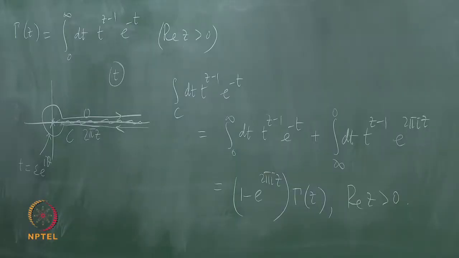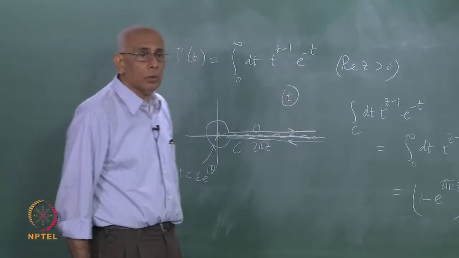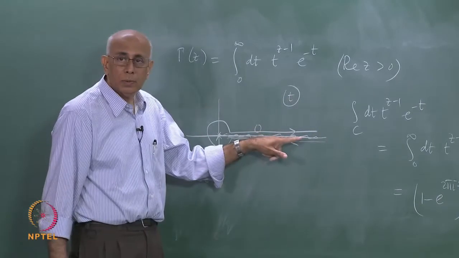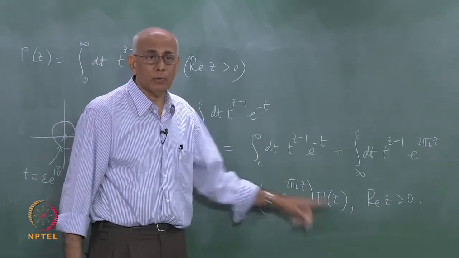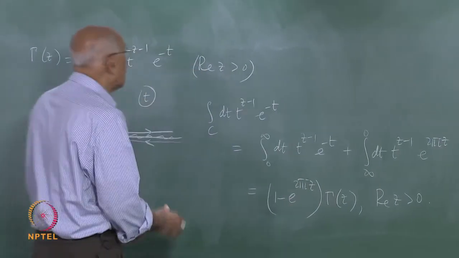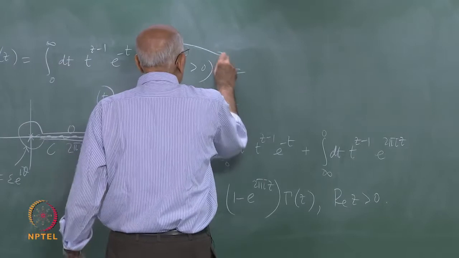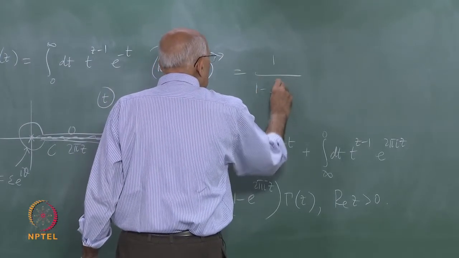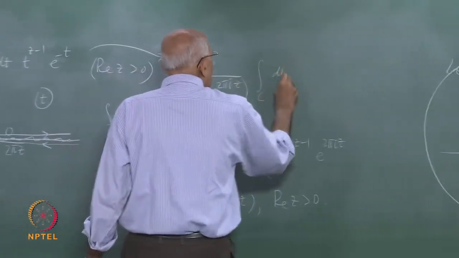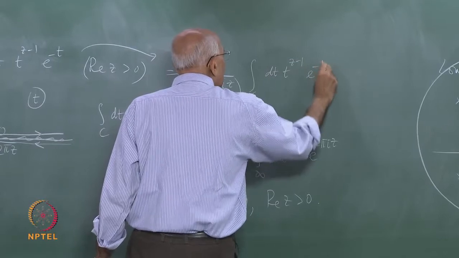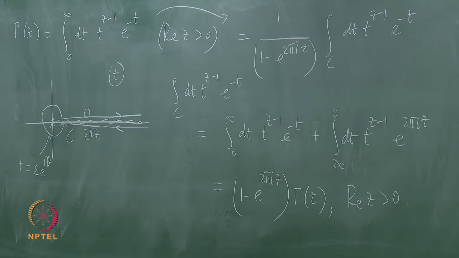Okay. So it is a delicate argument. We keep real z greater than 0, and then what I have shown you is that this hairpin contour integral is equal to 1 minus e to the 2 pi i z times gamma of z. So this implies that in this region gamma of z is also equal to 1 over 1 minus e to the 2 pi i z times the integral over the contour dt t to the z minus 1 e to the minus t in that region, point by point.